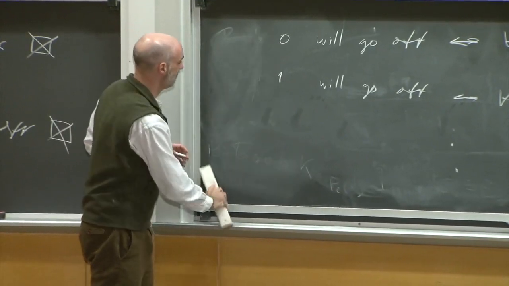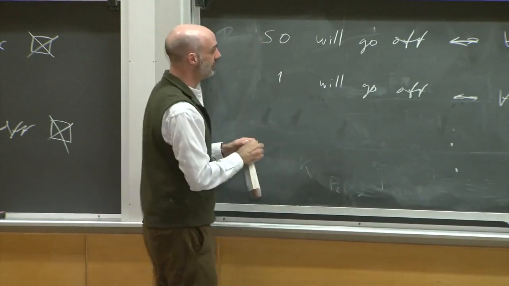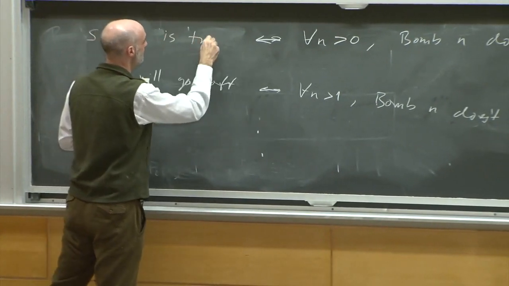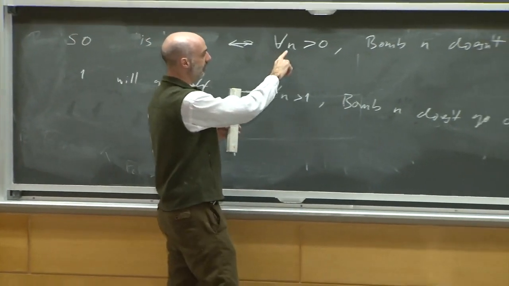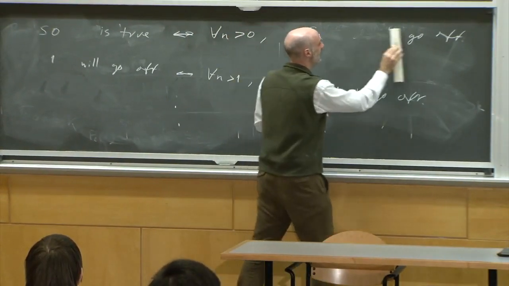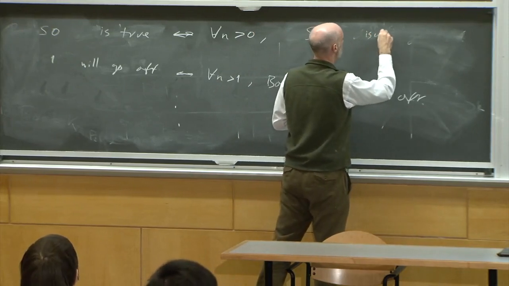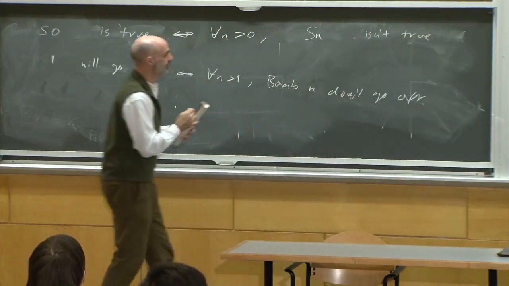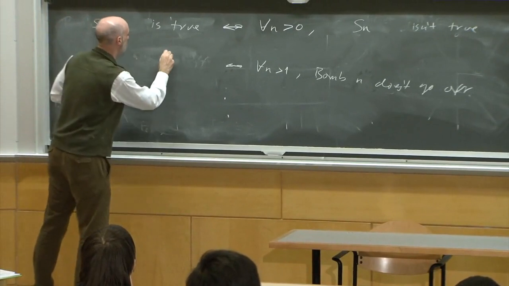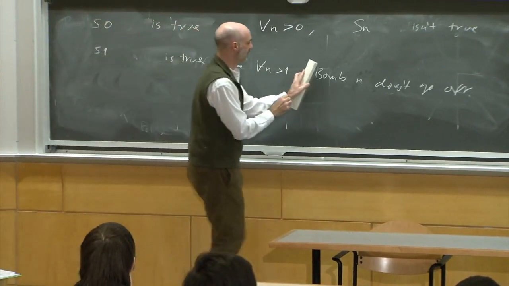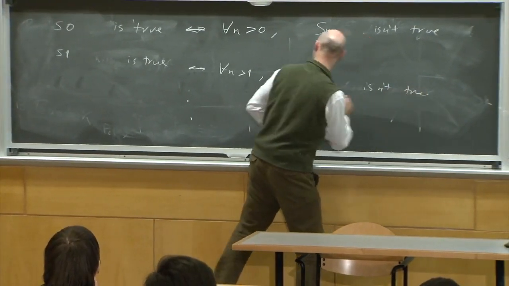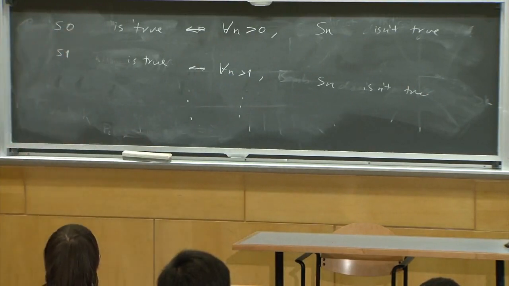And you say, sentence S0 is true if and only if, for any n greater than 0, sentence Sn isn't true. And then S1 is true if and only if, for any n greater than 1, Sn isn't true. And you just keep going.